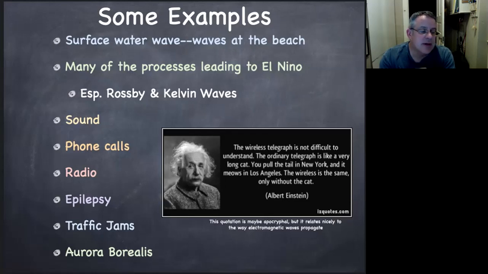Traffic jams are wave-like in terms of the equations that they obey. The Northern Lights are another wave-like feature.